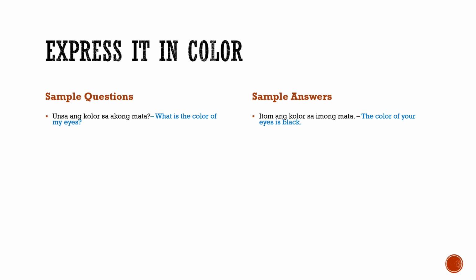And then let's have the answer. Itom ang kolor sa imong mata. Itom is black. Ang color, the color. Sa, of. Imong mata, imo is yours, so your eyes. The translation I have here is: the color of your eyes is black. But if you do the literal translation starting with itom, you would say black is the color of your eyes.